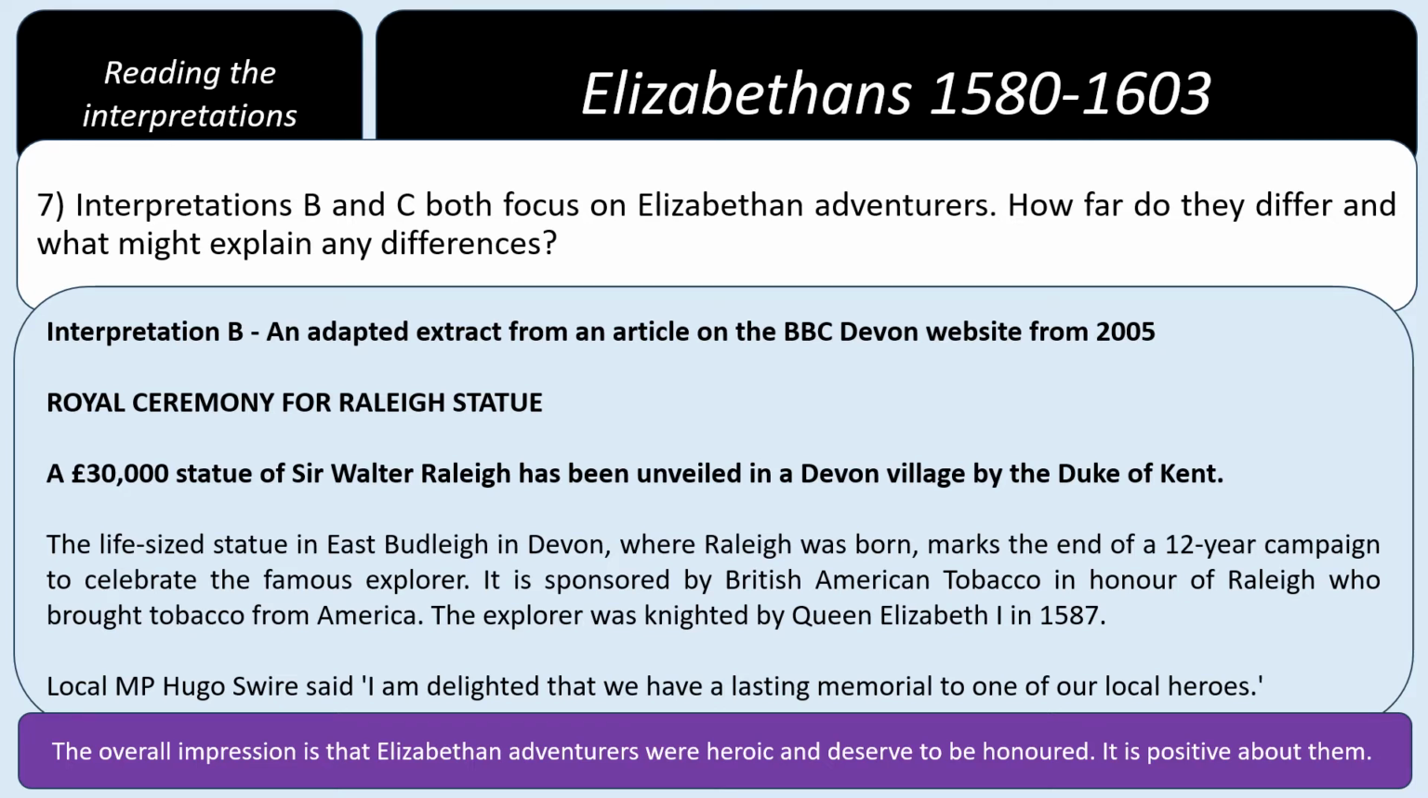It's also really important to look at the provenance, which is where the source comes from. So again, highlighting that, thinking about what might be the perspective of the interpretation, what the purpose of the interpretation might be, and also what the audience of the interpretation might be.